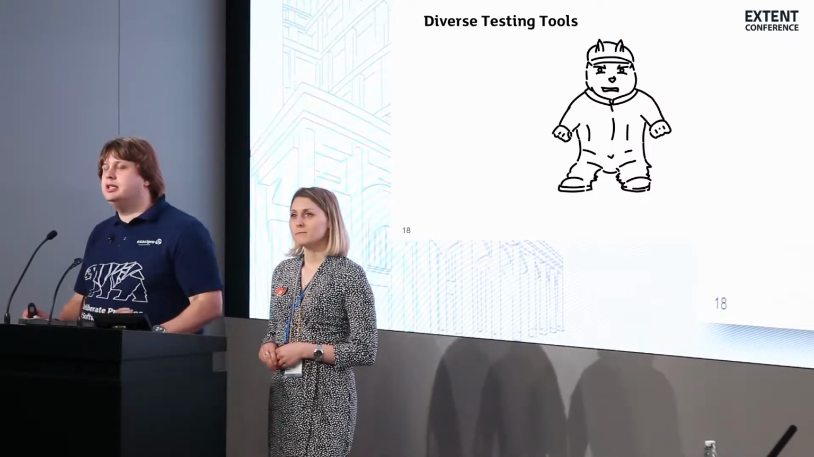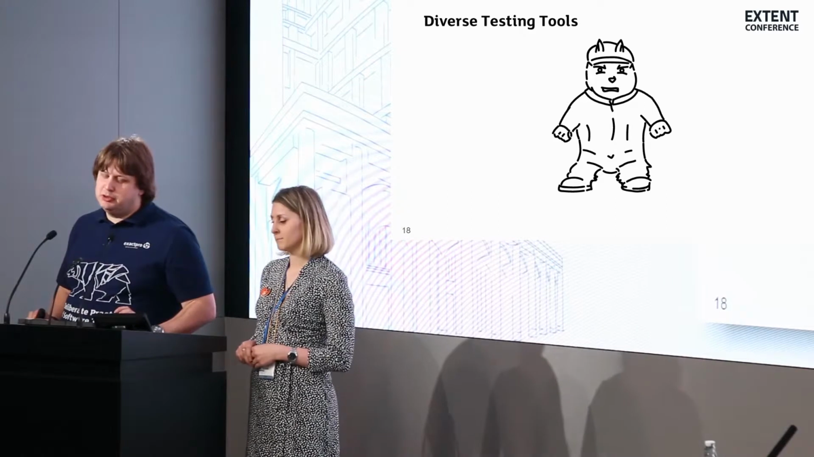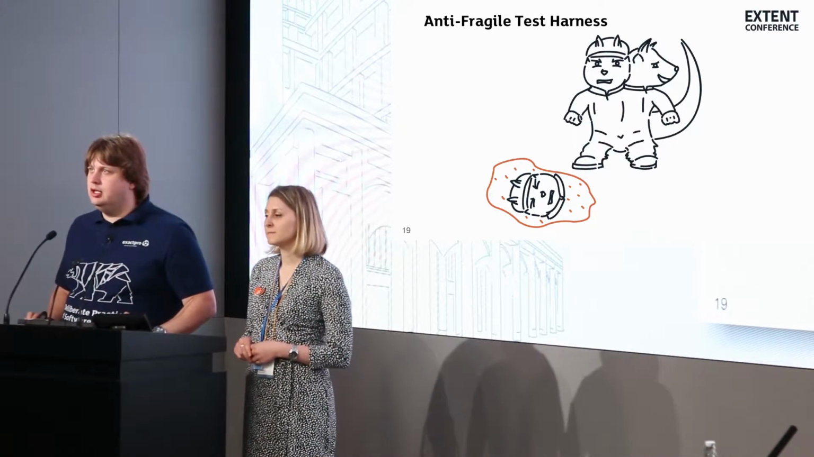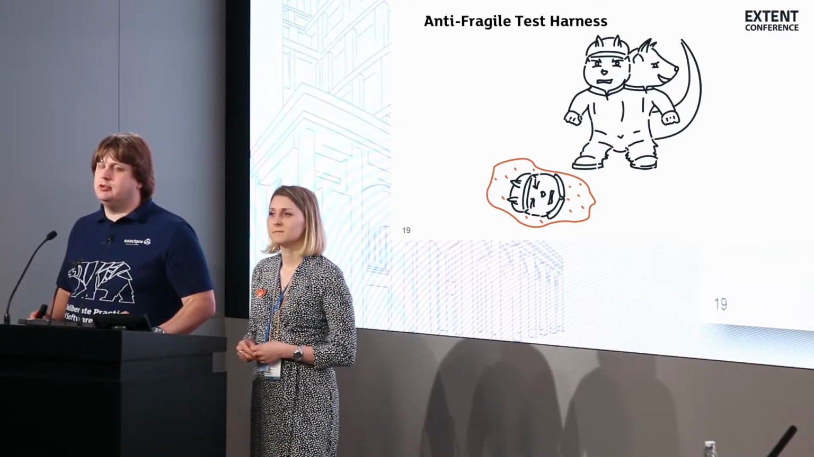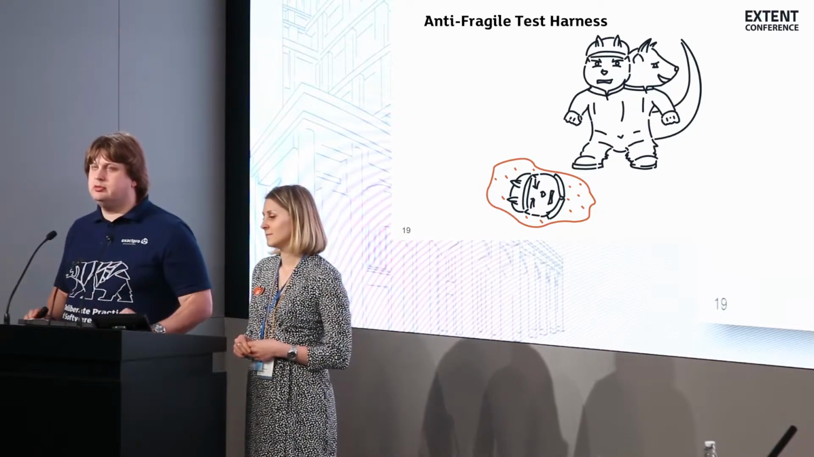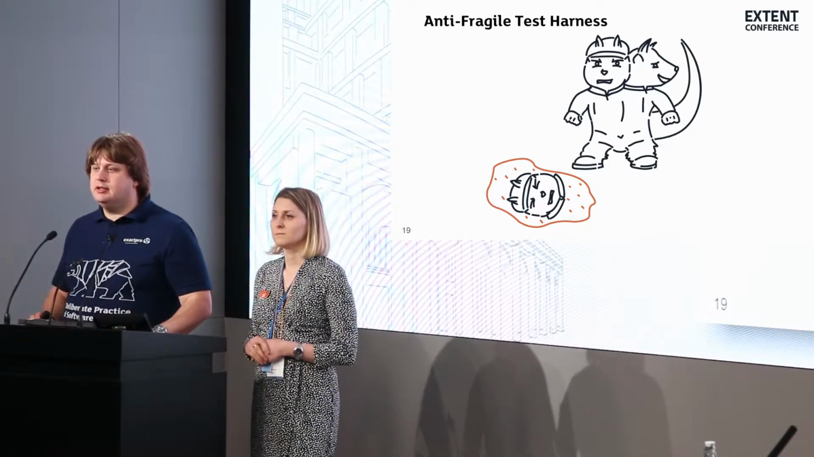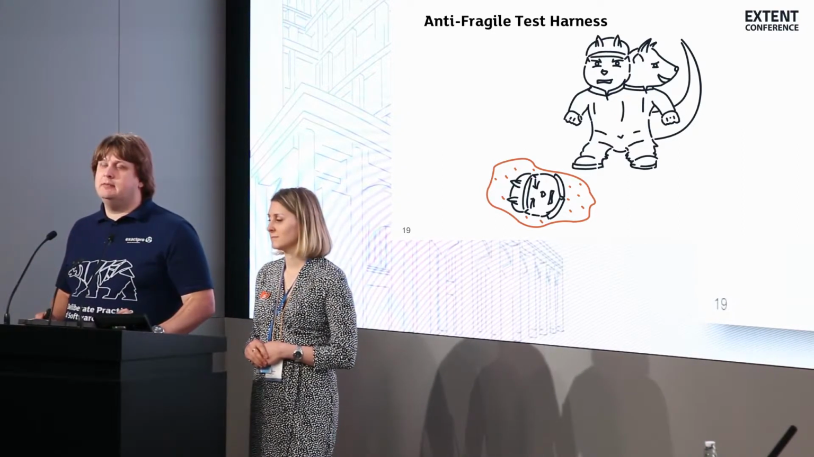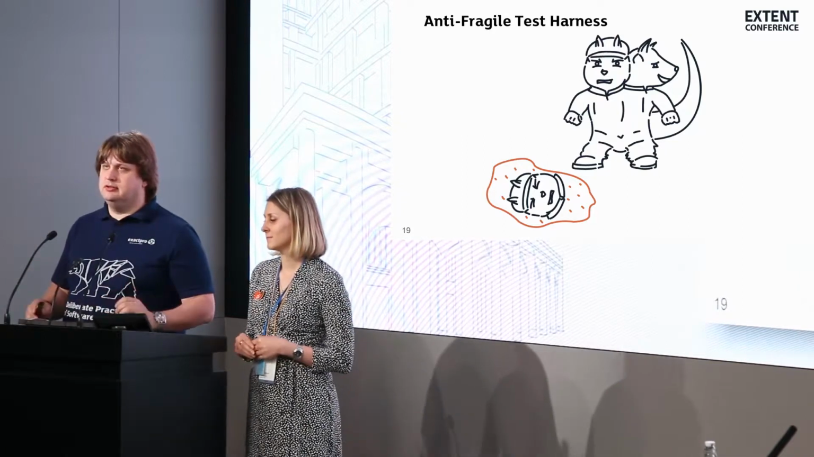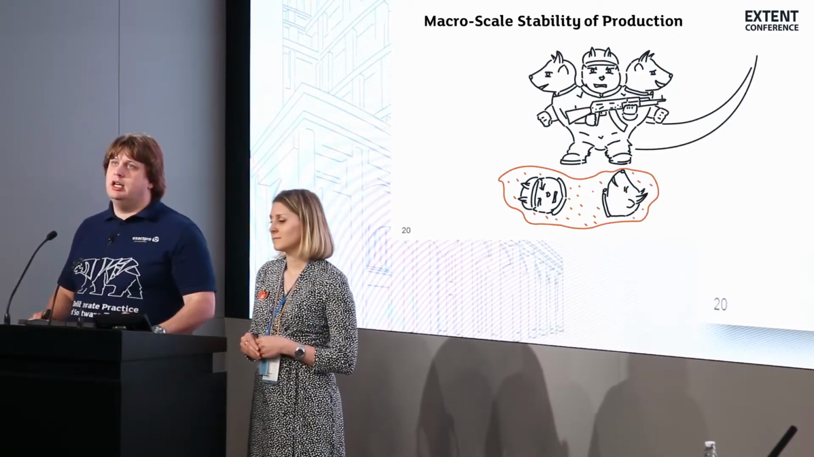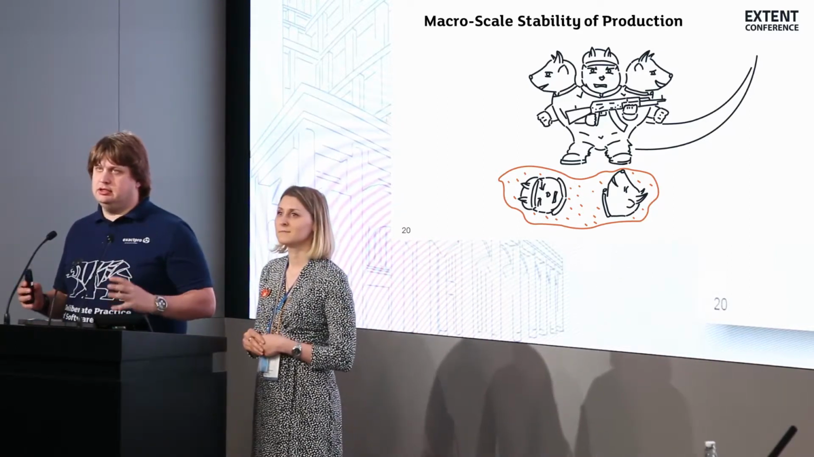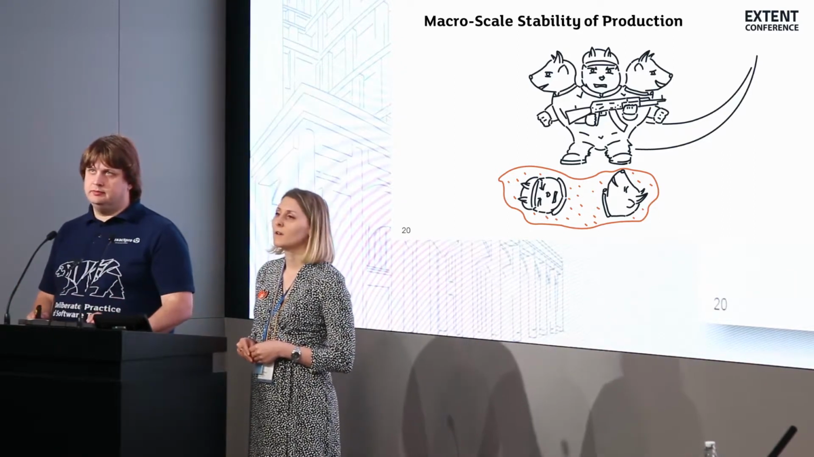So, duplicated, corrupted, distorted, mutated software testing tools at the micro scale might seem inefficient and unstable, but join them together and they produce a heterogeneous anti-fragile test harness, something that becomes stronger from external harm. An anti-fragile test harness is a way towards macro-scale stability of production systems.